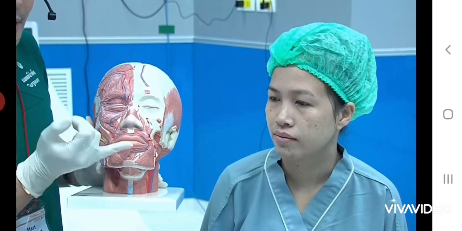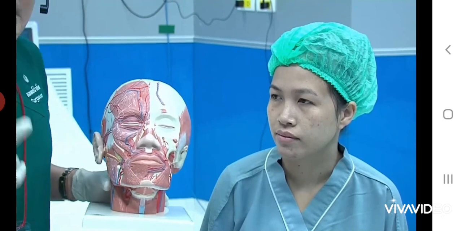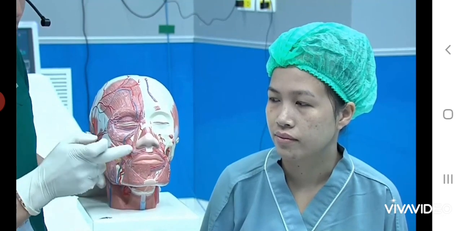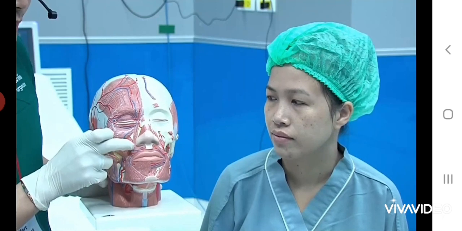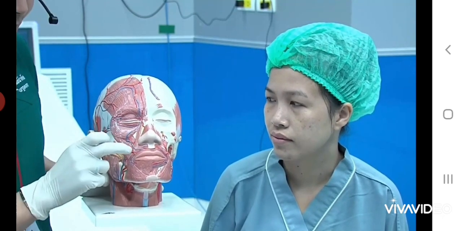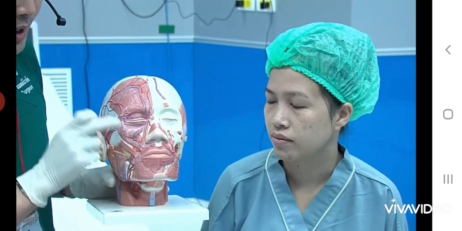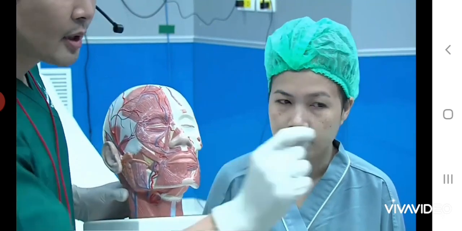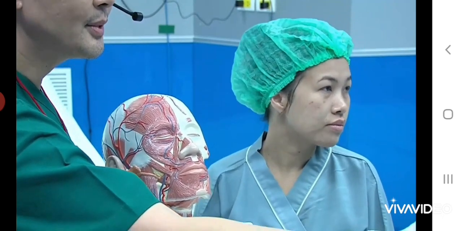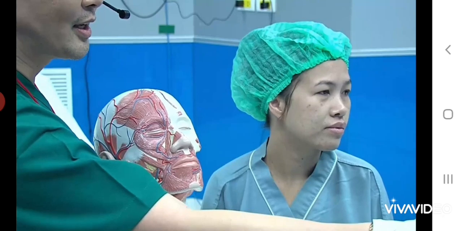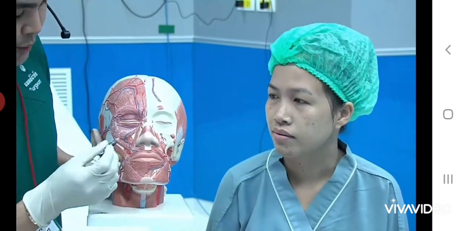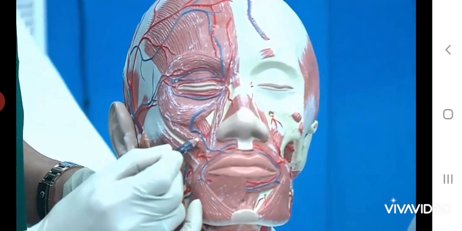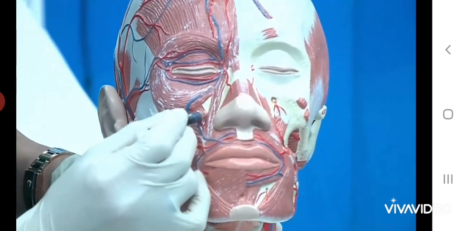The muscles of the oral region are divided into two groups: the elevator group and the depressor group. For the elevator group, you can see this one and this one. This is the levator labii superioris alaeque nasi and the levator labii superioris, and zygomaticus major and minor. Okay, I will show you here. This is the levator labii superioris alaeque nasi, and this is the zygomaticus major. This is zygomaticus minor, and the levator labii superioris is under this.